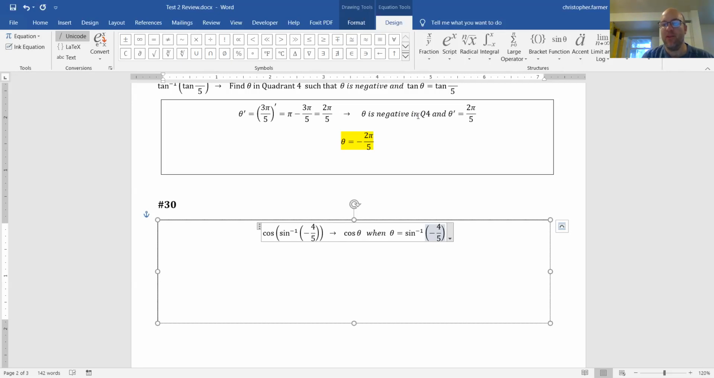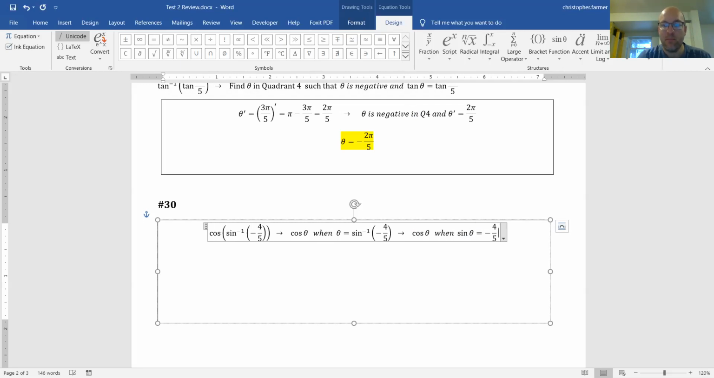Okay, so if I do it like that, that doesn't really look like it helps all that much because I'm still dealing with sine inverse of an angle that I don't actually know. But we can take that one step further and say that we're working with cosine of theta when, and now let's just turn this around the way we have been. If theta is equal to the inverse sine, that means if I take sine of theta, I should get negative 4/5.